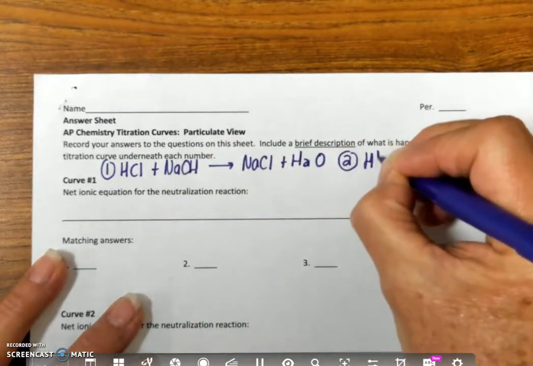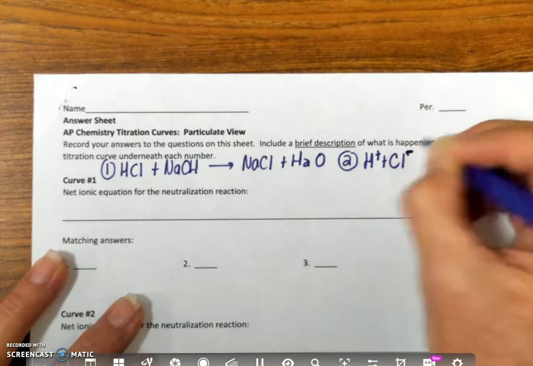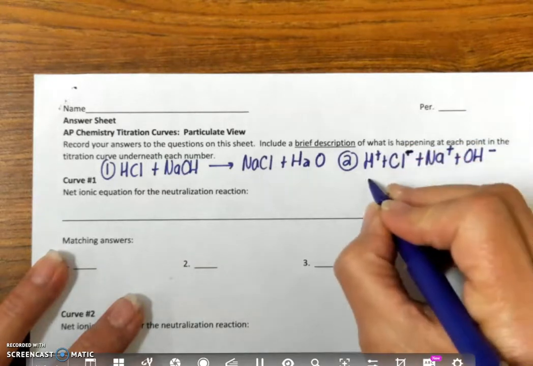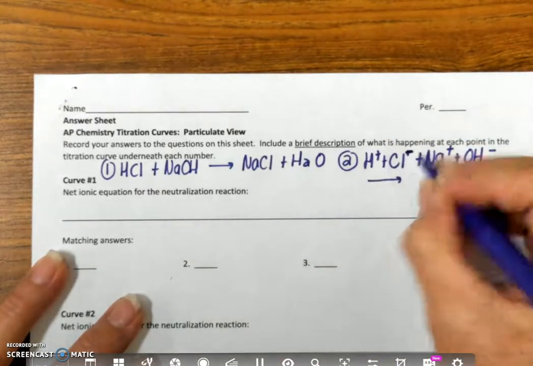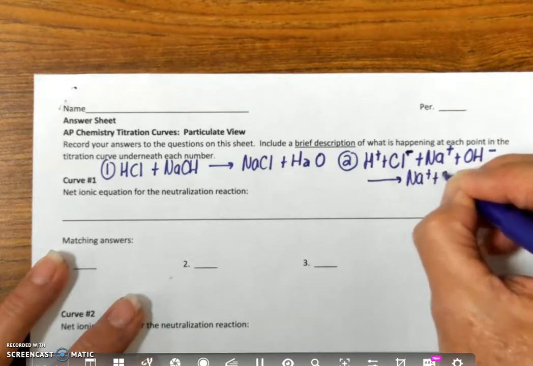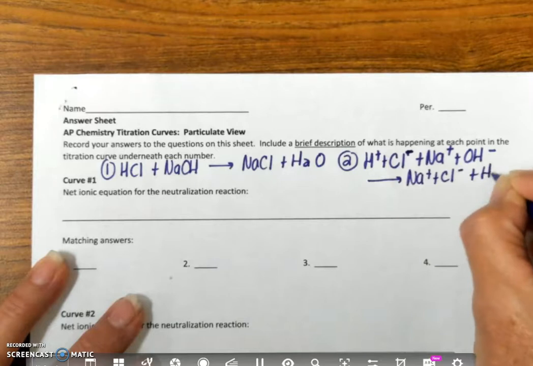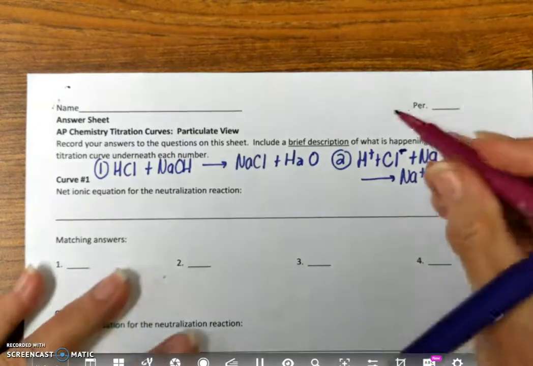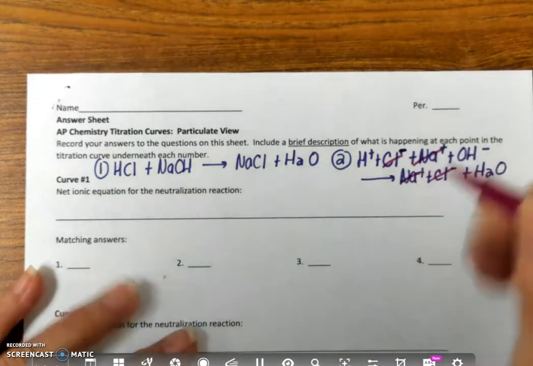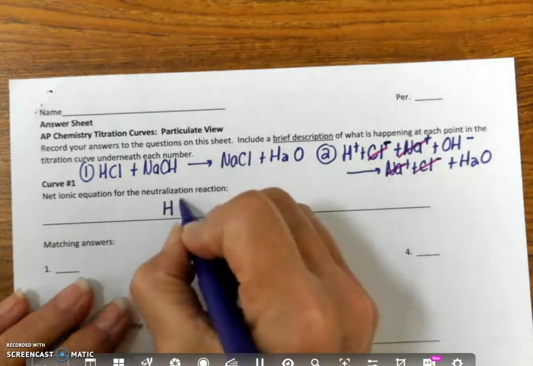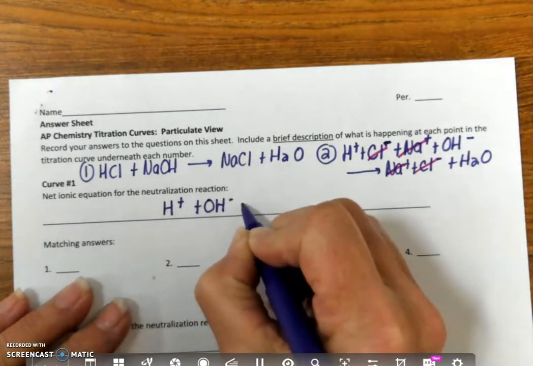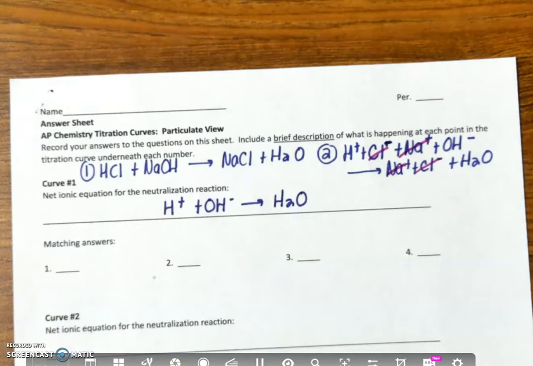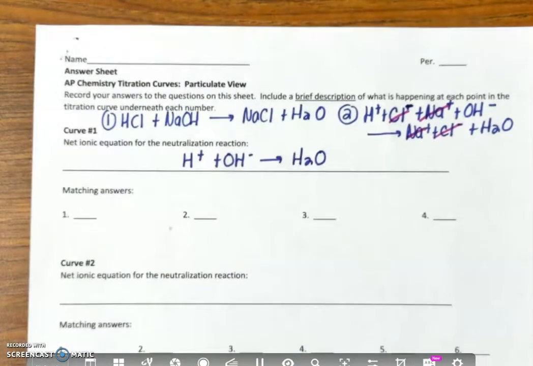Well, we know HCl does, don't we? Because it's a strong acid. We know sodium hydroxide does because it's a strong base. We know that sodium chloride does because sodium is a NAP, so we know that that is going to dissolve. And water does not. Water stays the same. So I go through these and I say, okay, chloride, chloride, sodium, sodium. What am I left with? H plus OH minus gives water. That is going to be the net ionic equation, right? So let's do the second one together.